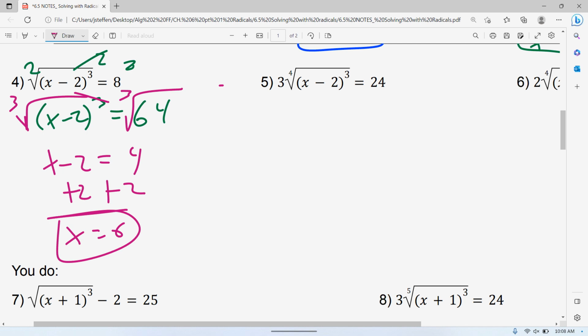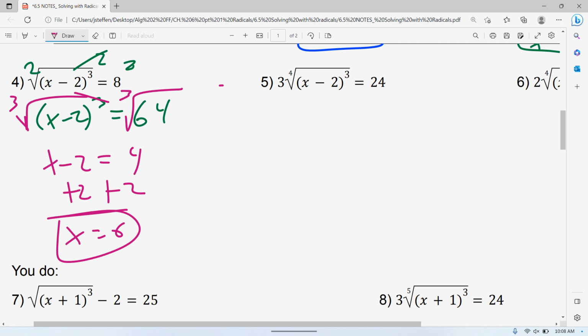The best parts of these, and I know I've said this before, and I know it's old and a broken record, but you can plug that answer back in to double check your work. 6 minus 2 is 4, 4 to the third is 64, the square root of 64 is 8, so you know you got the right answer.